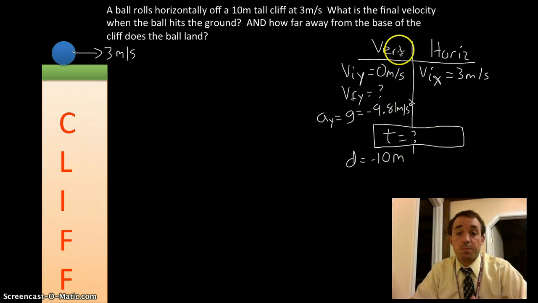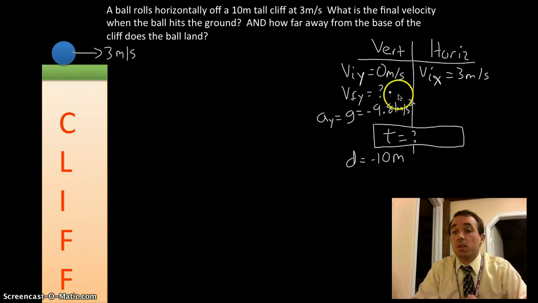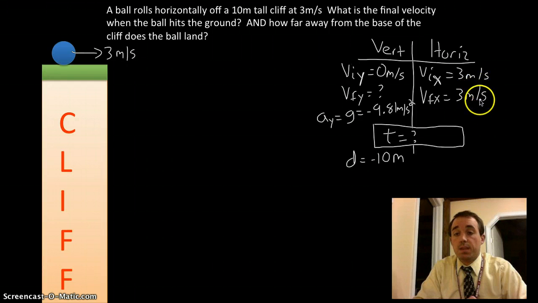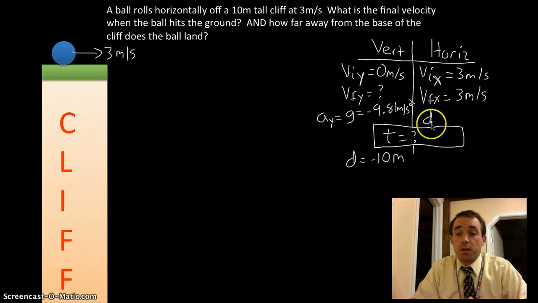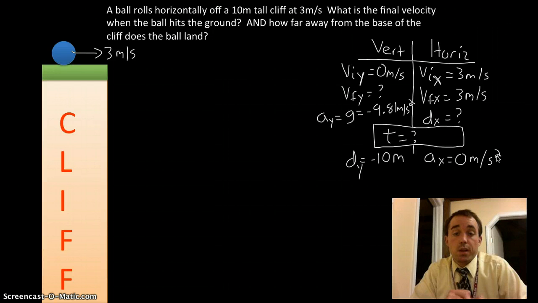Time is the only thing that means both in terms of vertical and horizontal. It's the same time, the ball goes out here and lands down. Horizontally, VFX isn't going to change. There is no horizontal acceleration. The ball doesn't feel any effects because we're ignoring air friction just like we always do. We're going to be looking for our dx, really this should be dx, that's our horizontal range. Our time is still the same, and just for completeness we're going to write that our horizontal acceleration is 0 meters per second squared. It is not speeding up.